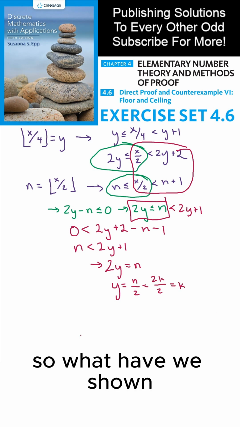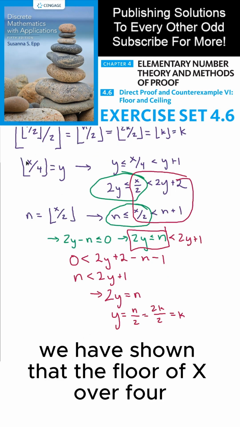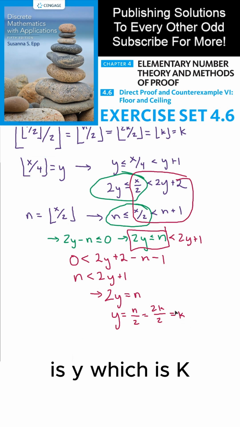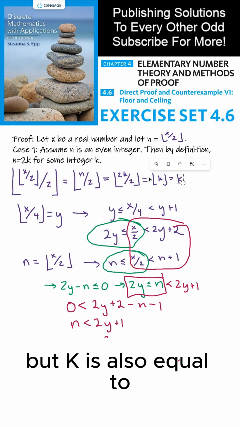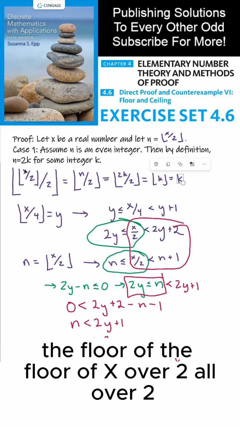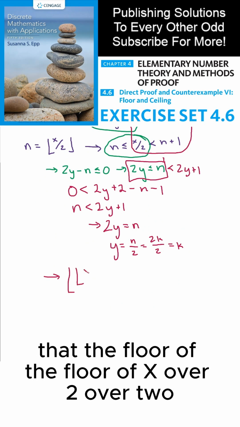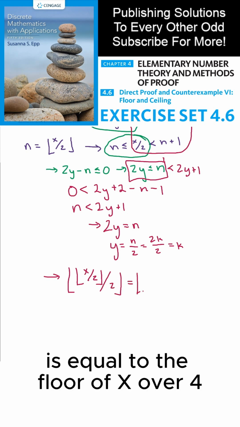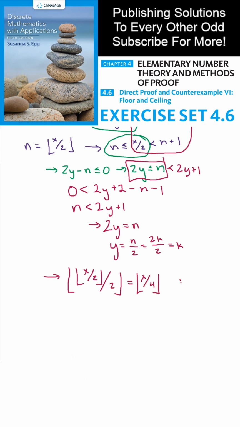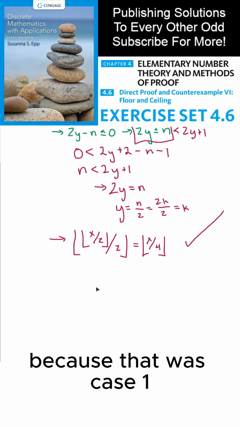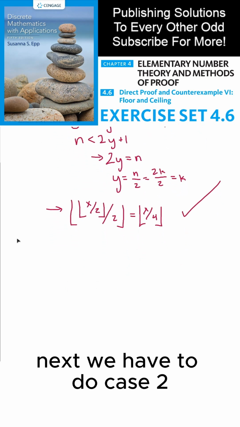So what have we shown? We have shown that the floor of x over 4 is y, which is k, but k is also equal to the floor of floor of x over 2, over 2. This means that these two things are equal to each other, that the floor of floor of x over 2, over 2, is equal to the floor of x over 4. Now we're not done yet because that was case 1. Next we have to do case 2.